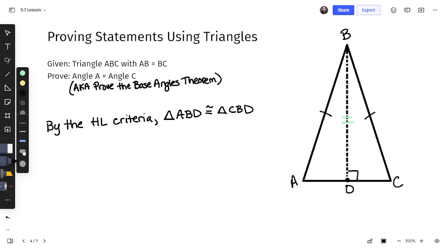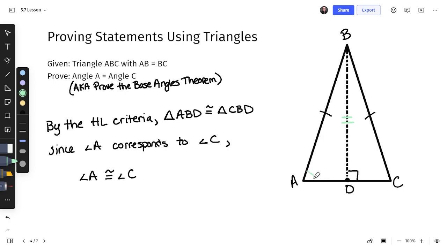Then it's just a simple matter of saying that since angle A corresponds to angle C, then angle A must be congruent to angle C because they are part of congruent triangles. And we can go ahead and mark that on our diagram. Angle A is congruent to angle C. That's what we set out to prove. We proved it using the hypotenuse-leg criterion.